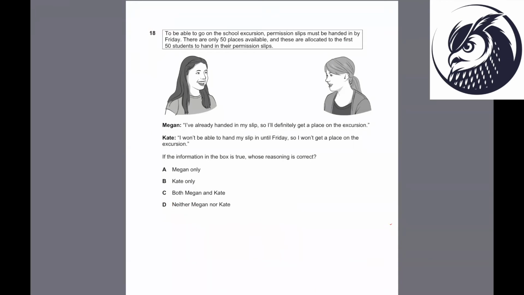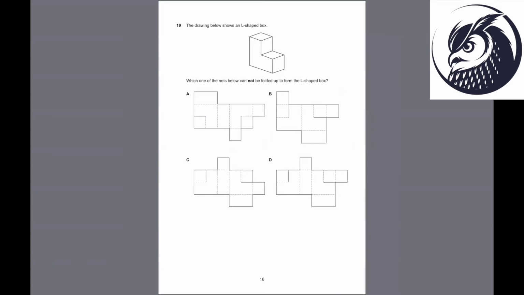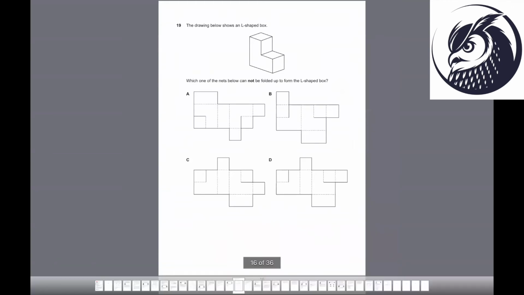All right, let's keep on going to question 19. Now with question 19, again, we have one of those visual spatial reasoning questions. And this time we see a drawing which shows an L-shaped box, as you can see. And it's now asking us which one of the following nets below cannot be folded up to form the L-shaped box.